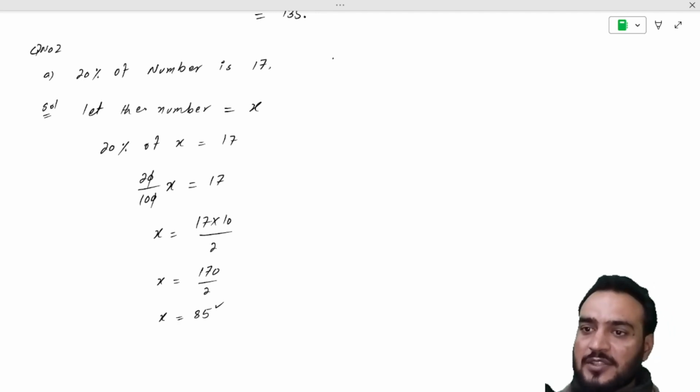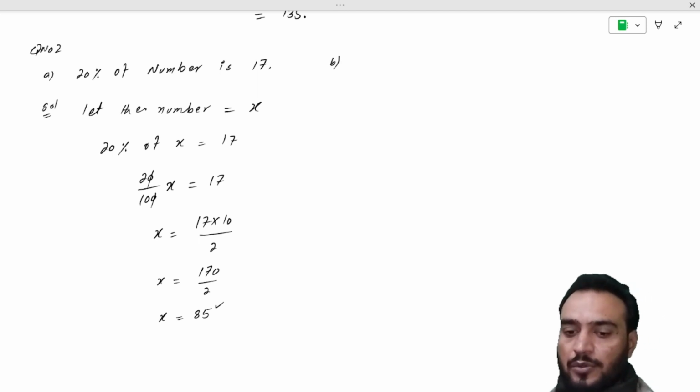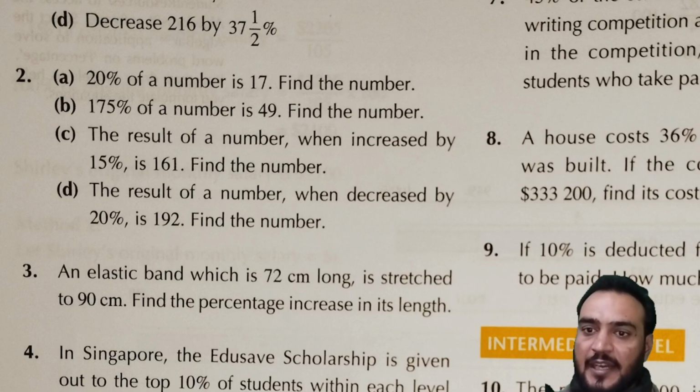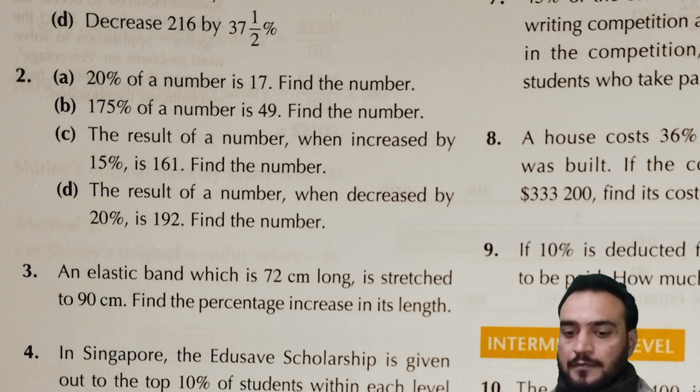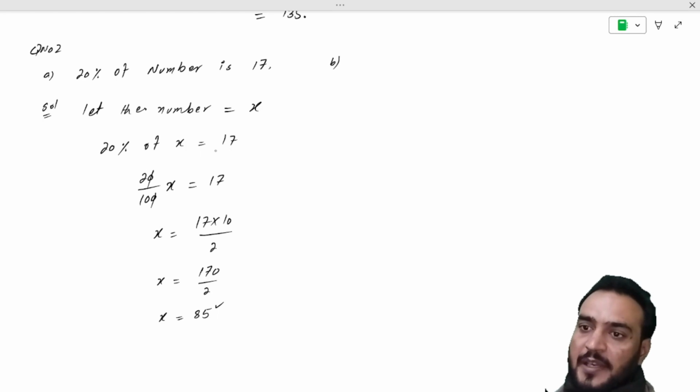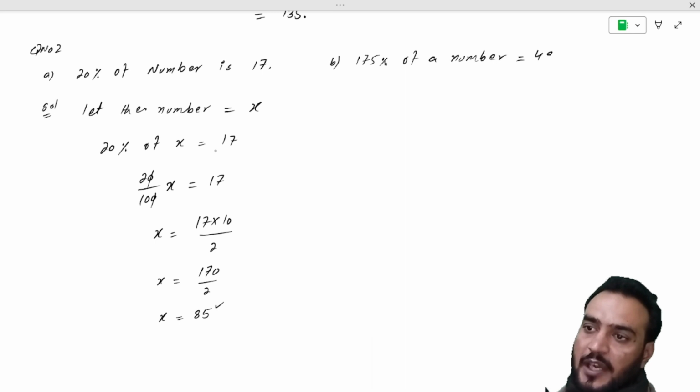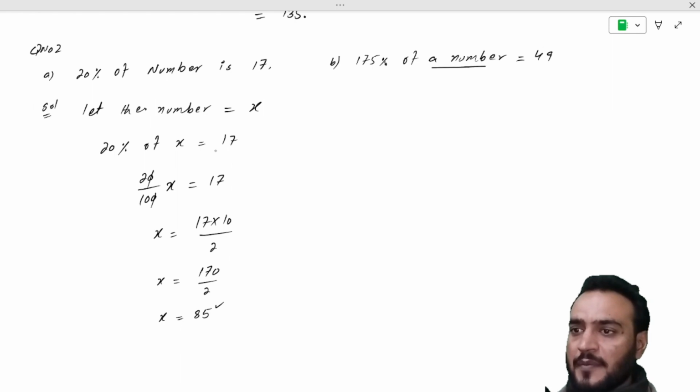Now let us solve part B of question number 2. In part B, he is saying that 175% of a number is 49. Find the number. So part B is 175% of a number is equal to 49. So let us solve for the number.